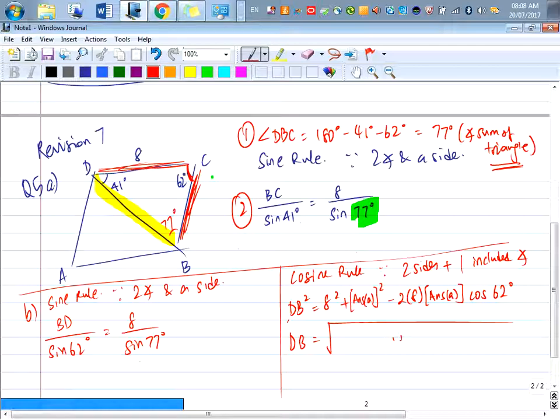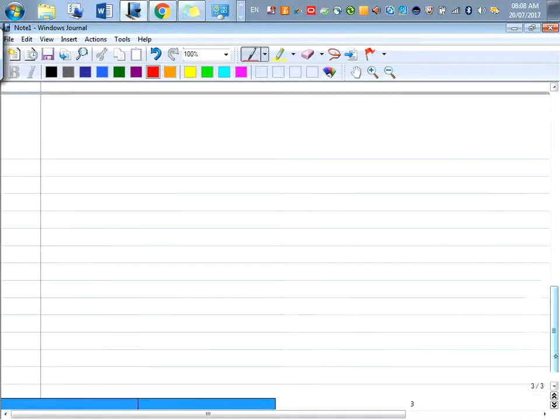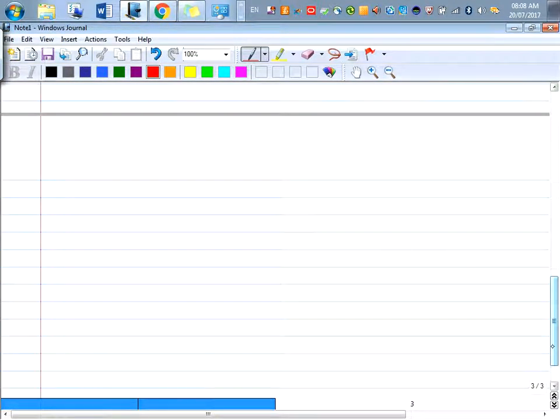Okay, next, flip to the next page. I want you to look at question 9a. Same exercise, don't need to work anything out. Look at it, think and understand what to apply. 9a.